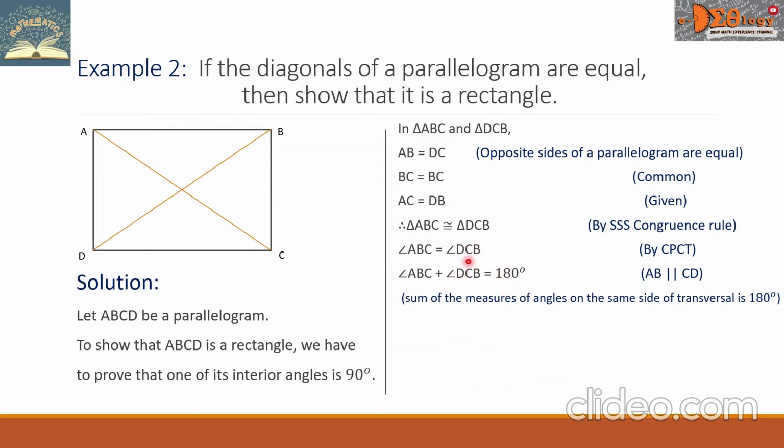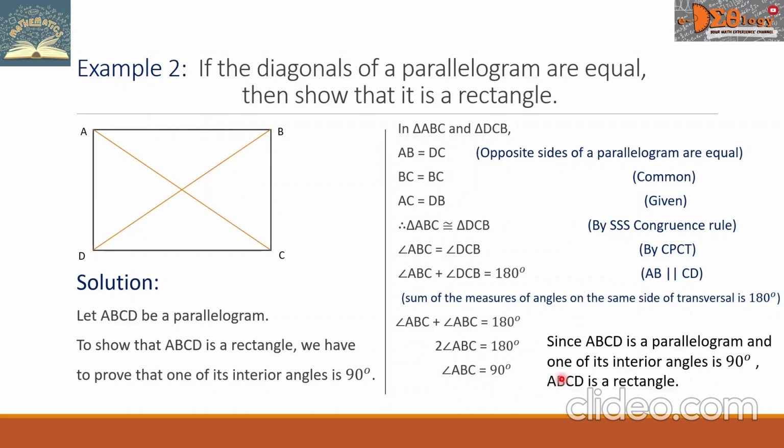In this equation, we say that angle ABC equals angle DCB. So in the second equation here, we can substitute the value of angle ABC for angle DCB. So we rewrite this equation as angle ABC plus angle ABC equals 180 degrees. We simplify the left side into 2 times angle ABC. Then we divide this by 2. So we get angle ABC equals 90 degrees. Since ABCD is a parallelogram and one of its interior angles is 90 degrees, ABCD is a rectangle.